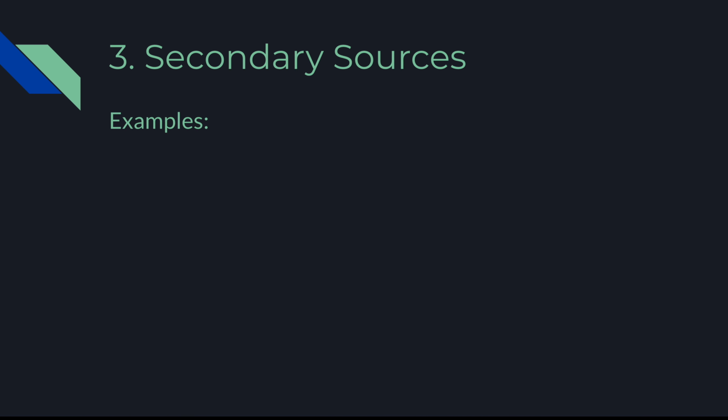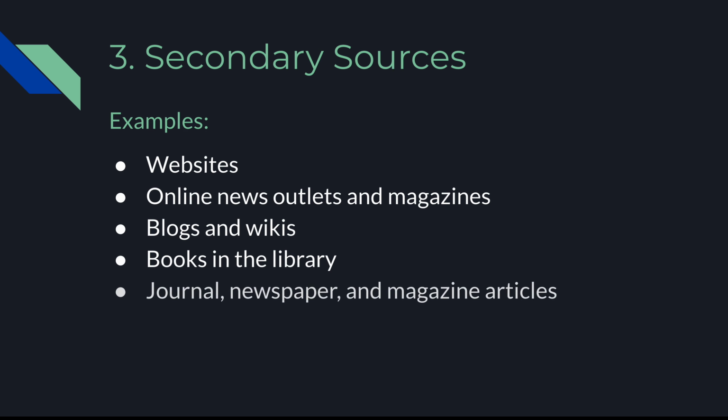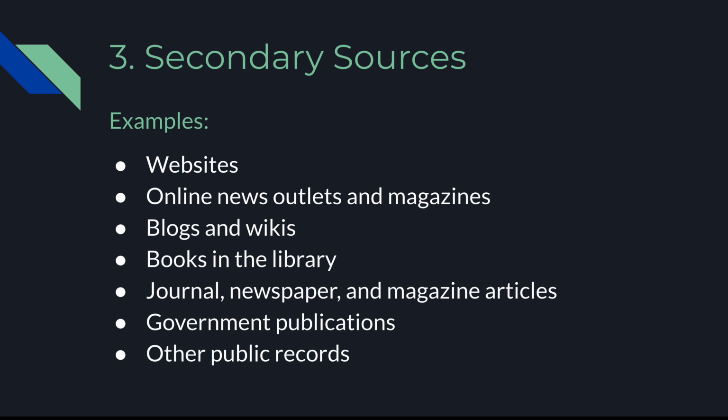When it comes to secondary sources, some of the examples are websites, online news outlets and magazines, blogs and wikis, books in a library, journals, newspapers and magazine articles, government publications, and other public records.